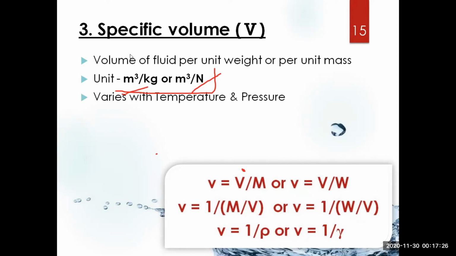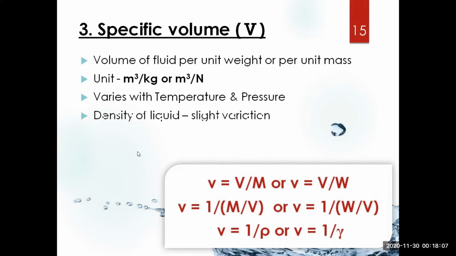And this property, the specific volume, also varies with respect to both temperature and pressure. If temperature increases, volume increases. So the specific volume is directly proportional here: V is directly proportional to capital T. So if temperature increases, the volume increases, then specific volume will also increase. Similarly, if pressure increases, volume decreases, then specific volume will also decrease. So it is directly proportional to the volume.